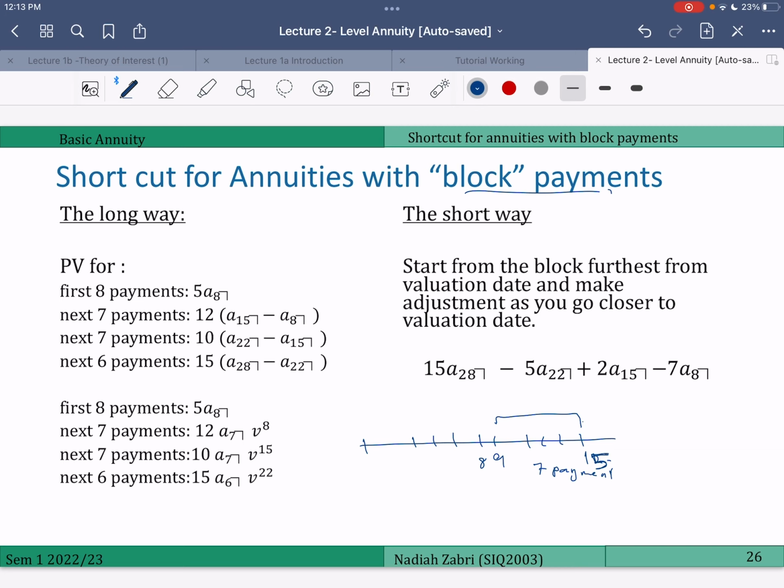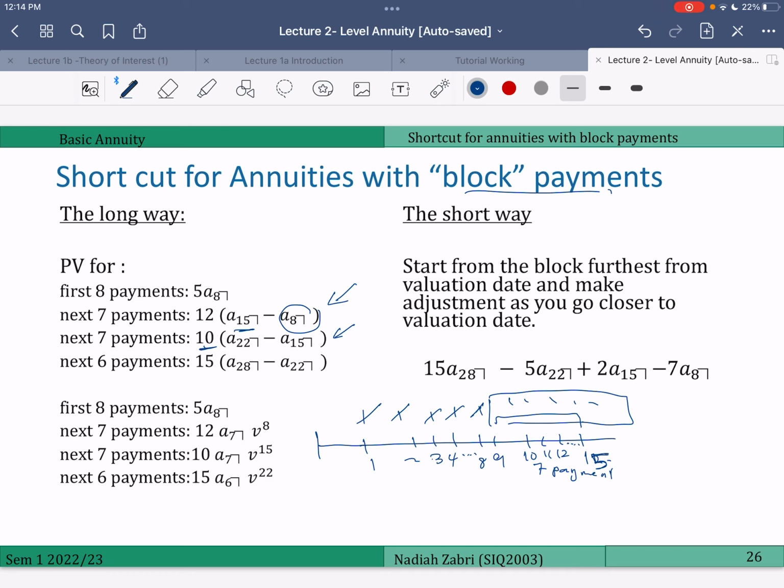Okay, so for the next 7 payments, what it does is 12 times A angle 15, and then you minus A angle 8, so you're left with this block, right? Okay, so that's this approach. So you minus the previous block, and then for the next payment, you do 10 times A angle 22 minus A angle 15. So you get just the 10, just for the last 7 block.